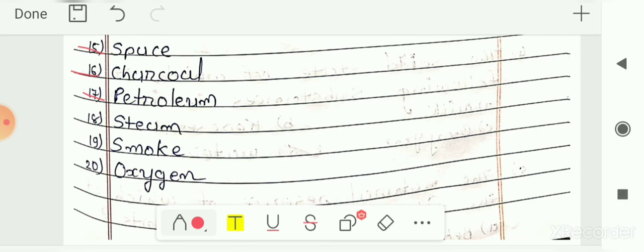PETROLEUM, petroleum. Eighteenth is steam, STEAM, steam. Nineteenth is smoke, SMOKE, smoke. And the last one, twentieth, is oxygen, OXYGEN, oxygen. So these are the hard words you have to write in your notebook for this chapter number 16.